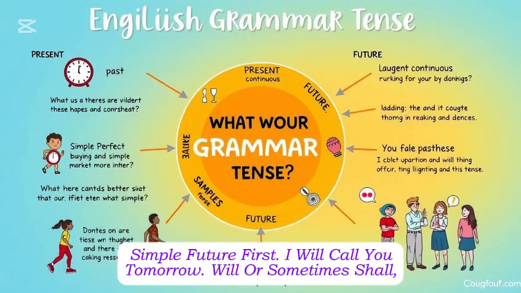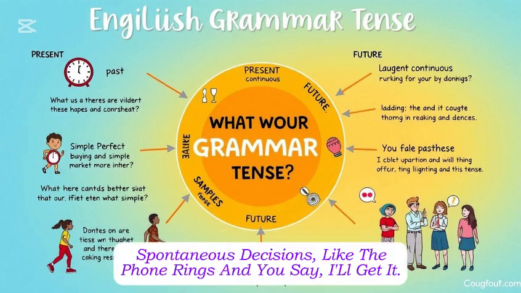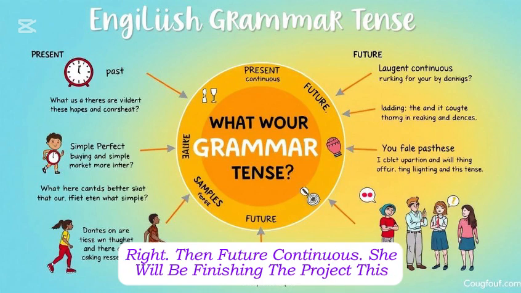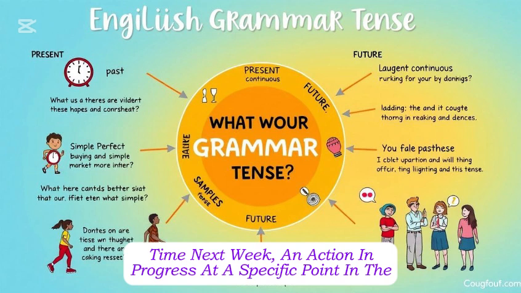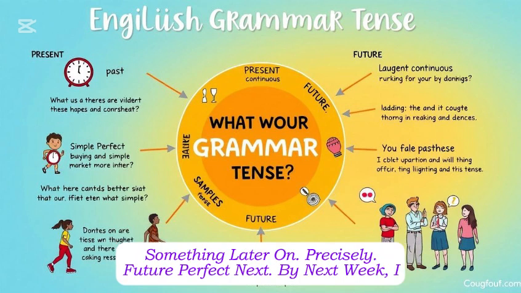On to the future. Simple future first. I will call you tomorrow. Will, or sometimes shall, plus the basic verb form for intentions, predictions, or those spontaneous decisions, like the phone rings and you say, I'll get it. Then future continuous. She'll be finishing the project this time next week. An action in progress at a specific point in the future. Will be plus -ing gives that sense of being in the middle of something later on.